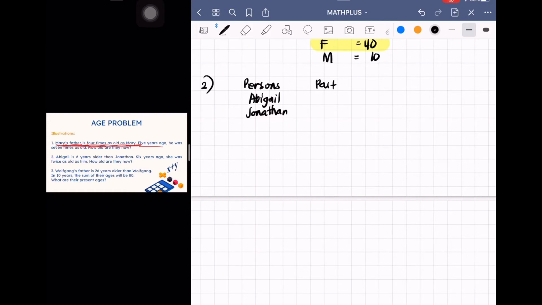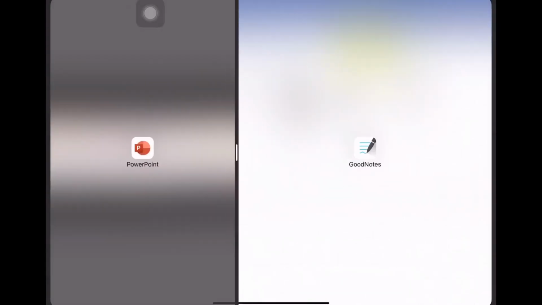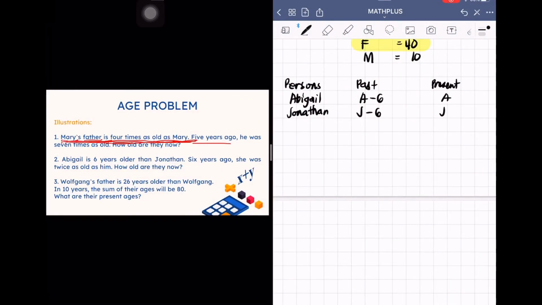Okay? So, the conditions or the time setting given was past. Ang mga binigay na time setting ay past and present. So, for the present, we will be using A for Abigail and J for Jonathan. The time setting was 6 years ago. So, yung 6 years ago age ni Abigail is A minus 6 and Jonathan is J minus 6. According to the problem, Abigail daw is 6 years older than Jonathan. This is something in the present because of the present tense of the verb. Therefore, I'm going to use these representations.